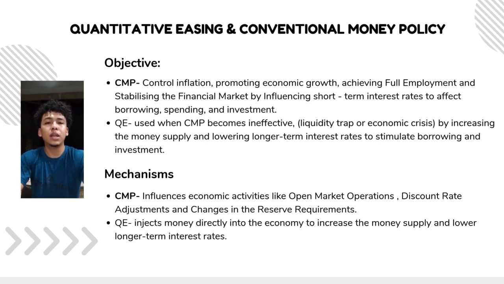On the other hand, quantitative easing is used when conventional monetary policy becomes ineffective, or when there's a liquidity trap or economic crisis. They do this by increasing the money supply and lowering long-term interest rates to stimulate borrowing and investment. So how do they differ now on mechanisms? Conventional monetary policy influences economic activity through open market operations, discount rate adjustments, and changes in the reserve requirements. And quantitative easing injects money directly into the economy by increasing the money supply and lowering long-term interest rates. They do this by purchasing large-scale government securities or other assets.